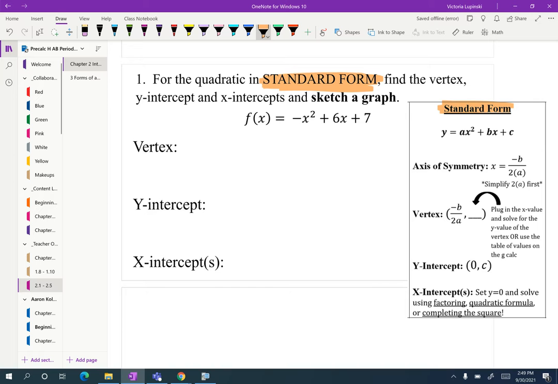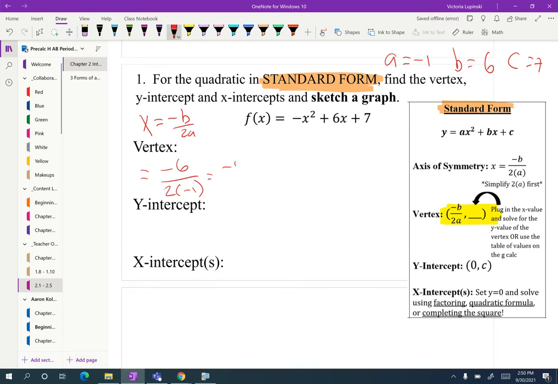So in order to find the vertex, you're going to use the formula negative b over 2a. In order to know who a, b, and c are, the a is the value that comes first. That's a negative 1. The b is 6, and the c is 7. Sometimes it's helpful to go ahead and write those down. In order to calculate a vertex, you're going to go ahead and do x equals negative b over 2a, which in this case would be negative 6 over 2 times negative 1.